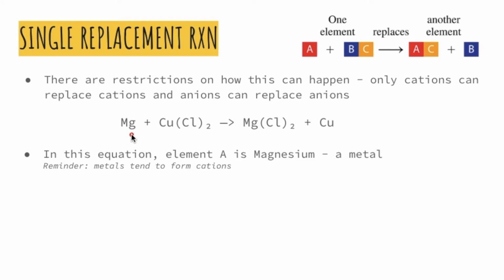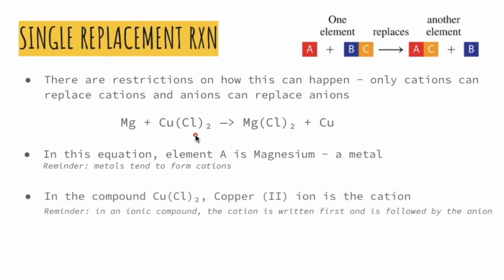Just a reminder, metals tend to form cations. This lets us know that we are going to have to replace the cation in this compound. In the compound CuCl2, we know it's going to be an ionic compound. It's made up of one metal and one nonmetal.